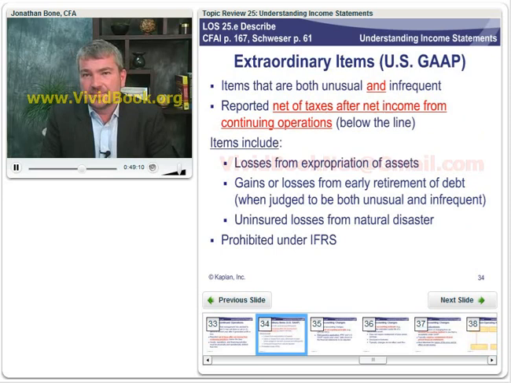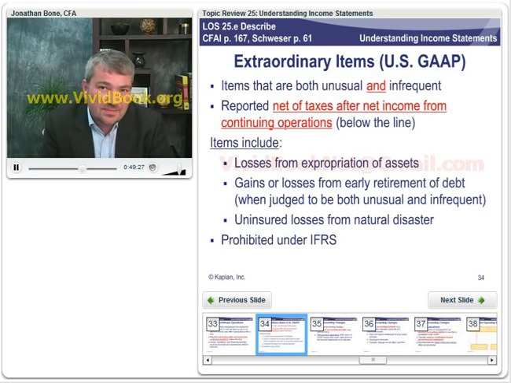Extraordinary items. You only see these under US GAAP. They are prohibited under IFRS. These are items that are both unusual and infrequent. They're going to be reported after tax, so they're going to be reported net, essentially.